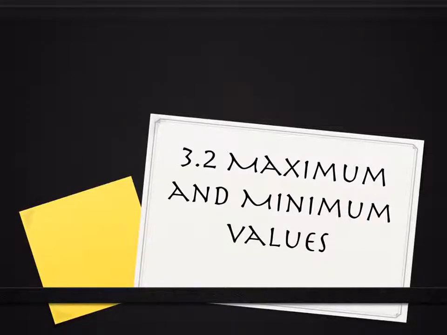We're going to start 3.2, called maximum and minimum values. And some of what we're going to do in this section is going to feel a little bit like what we did in 2.8, okay? So to start with, we're going to talk about some vocabulary that you've probably heard before.